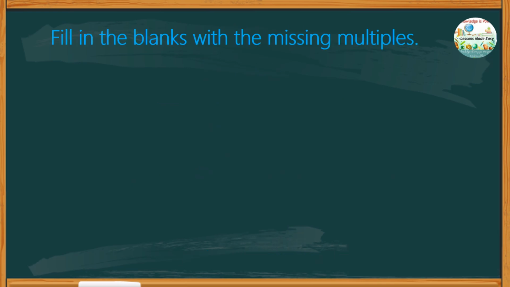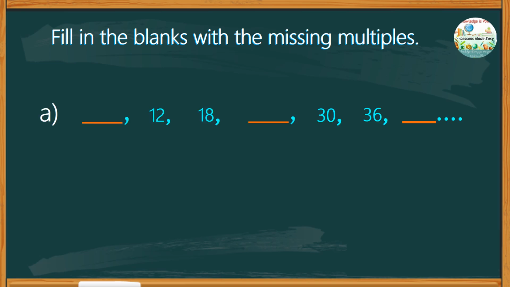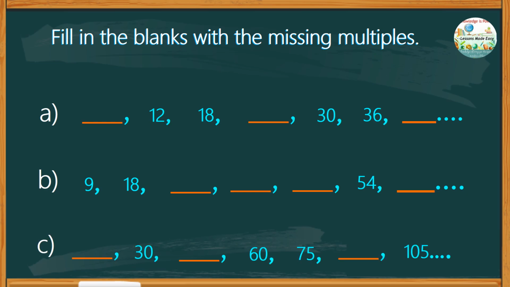Let's try working on multiples this time. Fill in the blanks with the missing multiples. Here is set A, set B, and set C. I think just by looking at the given numbers, you can easily tell the missing multiples. Shall we check the answers?